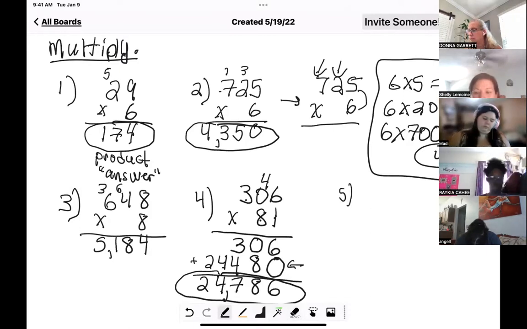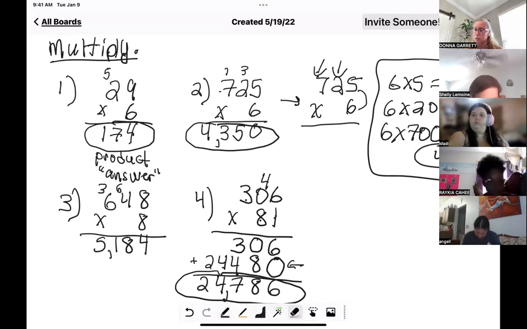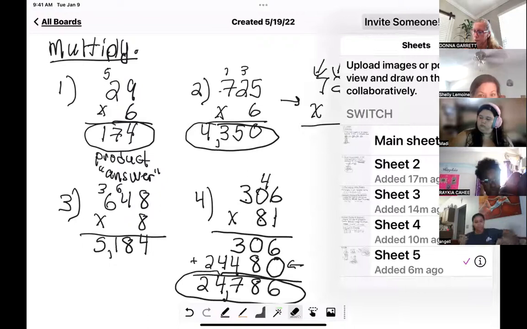All right, 5. I'm actually going to do 5 on the next page because I want to show you both ways. So hold on, I'm going to add a page. Everybody good? Okay, good.